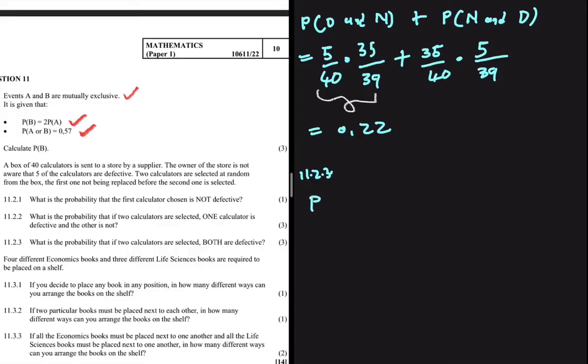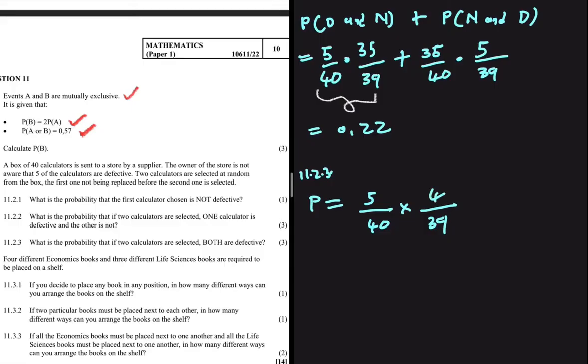So the probability will be equal to... you pick the first calculator. When you pick the first calculator and it is defective, you have a total of 40, and the number of calculators that are defective is 5. And you happen to pick one of the calculators that is defective, then the second calculator you're gonna pick, now you have a total of 39, but the number of defective calculators that you have is now 4 instead of 5, because you've already picked the first one.